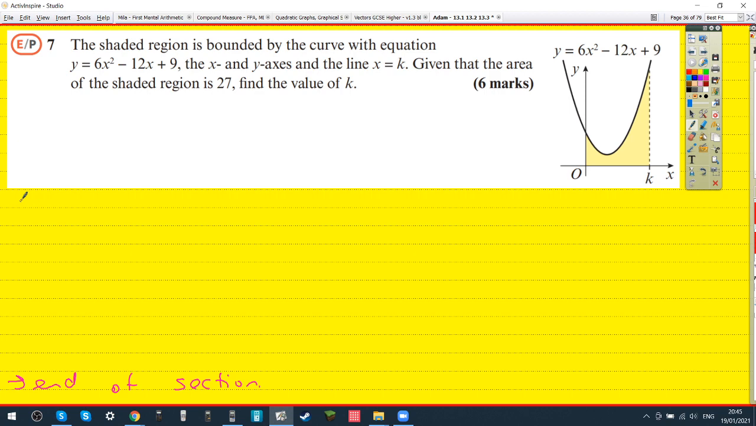So can we solve y as the quadratic? I don't think so. The shaded region is bound by the curve. So to get that area, you would integrate between what and what? 0 and k. So k and 0. And so that's 6x squared minus 12x plus 9 with respect to x, equals 27. Very good.